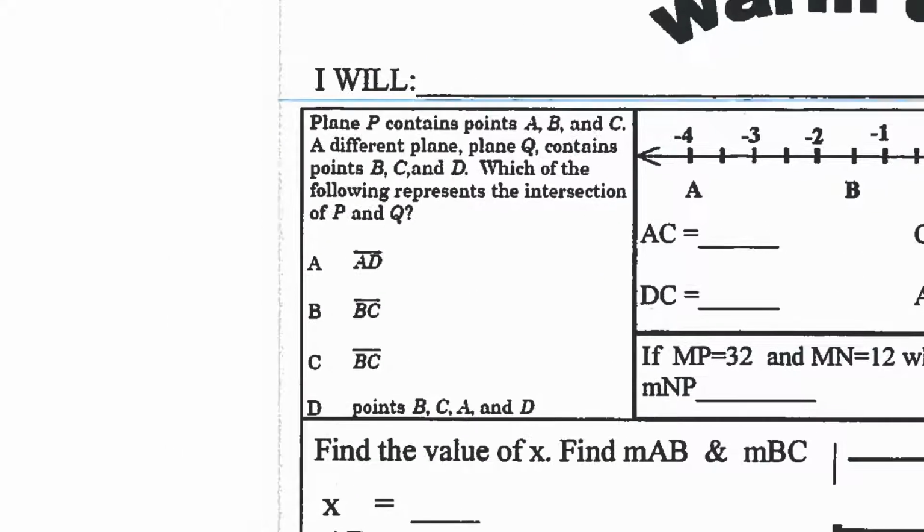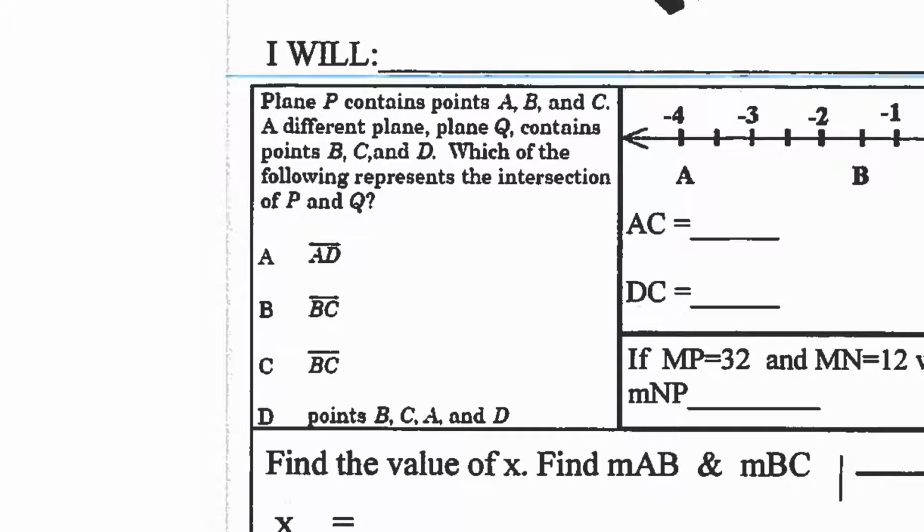But anyway, the first one says plane P contains A, B, and C. A different plane, plane Q, contains points B, C, and D. Which of the following represents the intersection of P and Q? If you think about this, plane P has these 3 points, and plane Q has these 3 points on them. There's more than that, but those are the ones they're naming. So what points do those 2 planes have in common? They have B and C. This one has a B, this one has a B, this one has a C, this one has a C. So that's what they have in common.